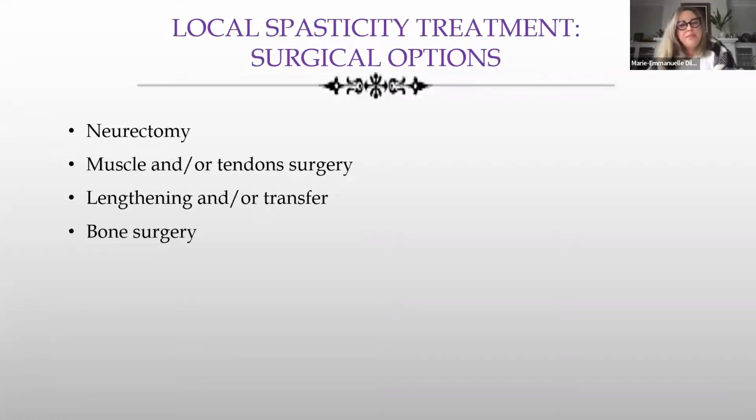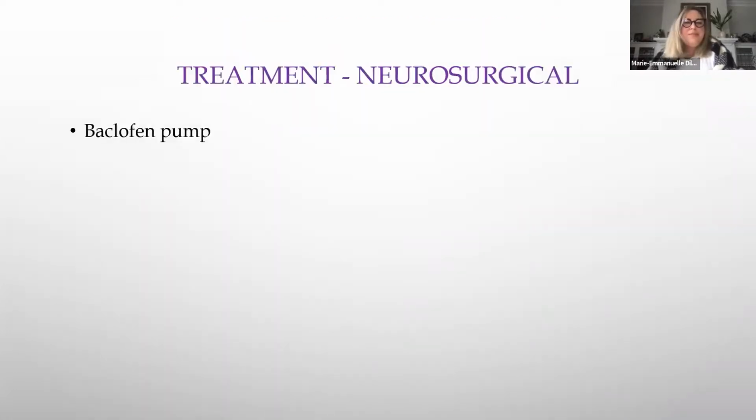In terms of surgical options, you can have muscle or tendon surgeries, lengthening or transfer of tendons, neurectomy, which is basically cutting a nerve. It's not done very often. Or bone surgery. For example, if the femur is too rotated, then they can unrotate the femur.